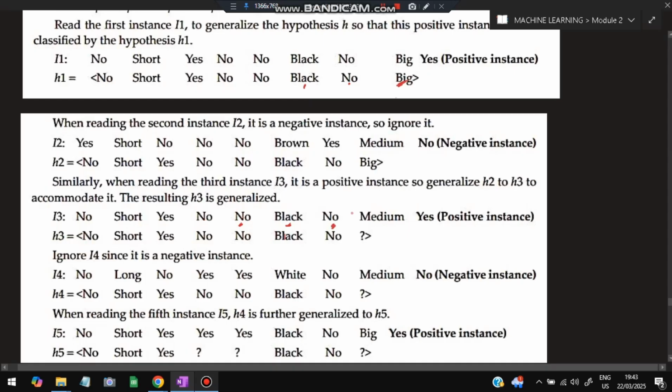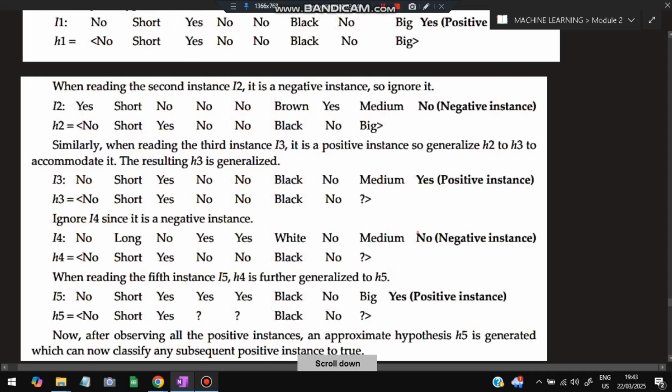No and no, this is also same. But here it is big and here it is medium. This means that elephant can be big also, it can be medium also. So we cannot put one value. We have to put a question mark because it can be either big or medium. So this became a question mark. Previously it was big here. Now that became a question mark because medium is also taken into consideration here. No value we will ignore.